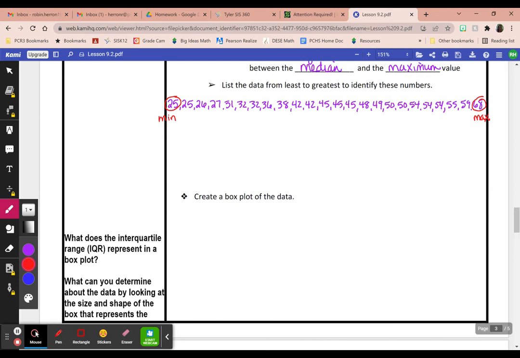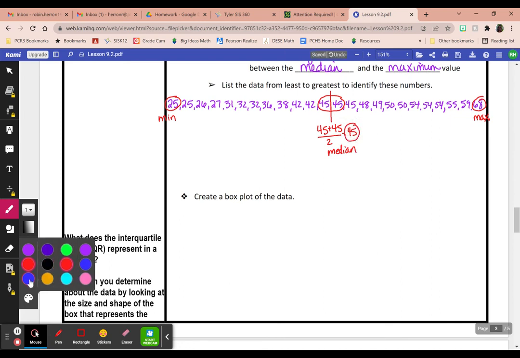24 is an even number, so we're going to have to split it in two, right? So 1, 2, 3, 4, 5, 6, 7, 8, 9, 10, 11, 12. That means our line is here, okay? That's the middle. So then we're going to have to take these two numbers, add them together. So 45 plus 45 divided by 2. Well, the middle of 45 is still going to give us 45. So 45 is still our median. That's the middle. Okay. And then we have to find our quartiles.